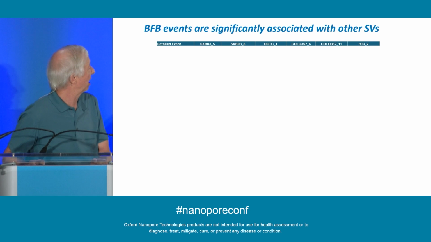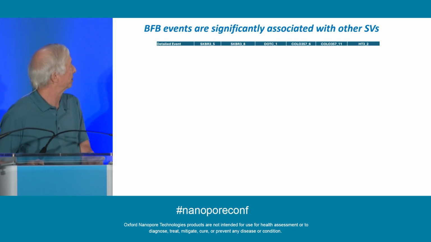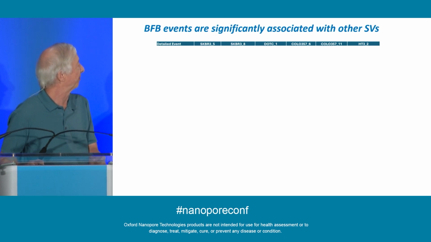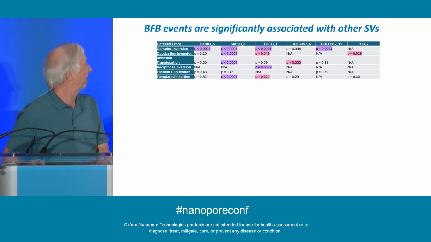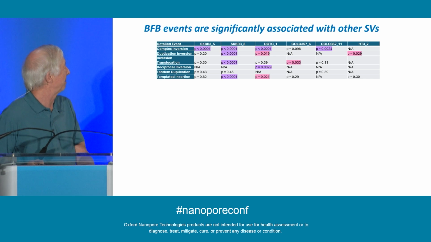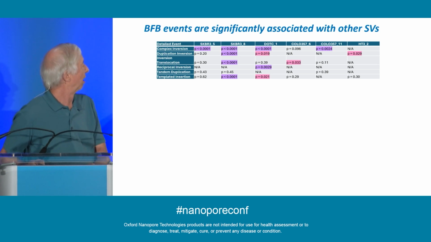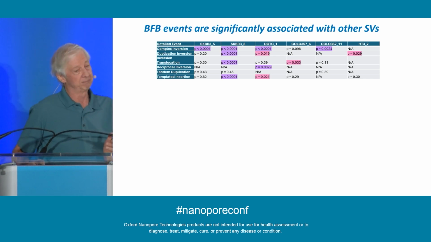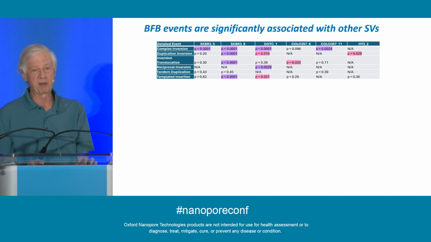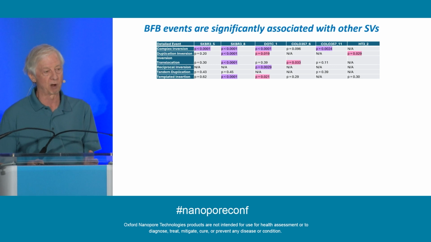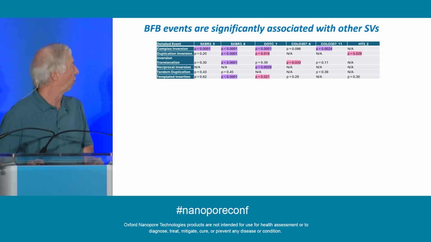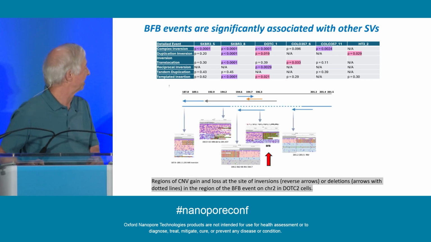So we took 6 cases where there was breakage-fusion-bridge events with amplification and looked for structural variants in that region. And we can find clustering with nearly every complex breakage type except tandem duplication showing clustering together with BFB events. So a lot of these structural variants are occurring related to each other in the same region of the chromosome, and one of our future goals is to understand this more deeply.